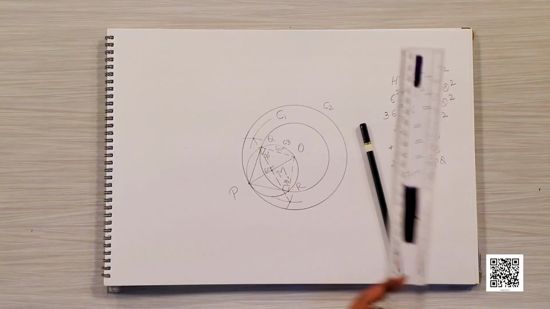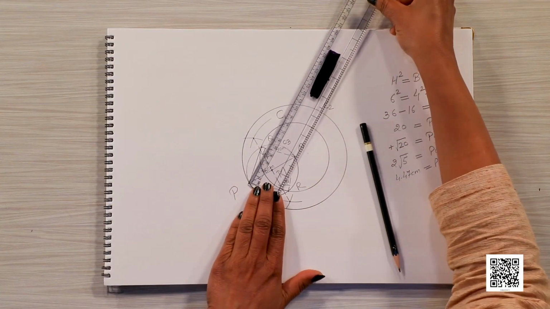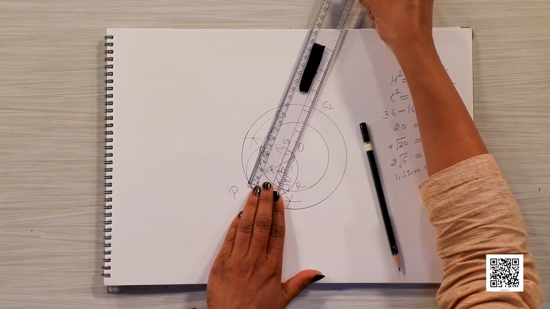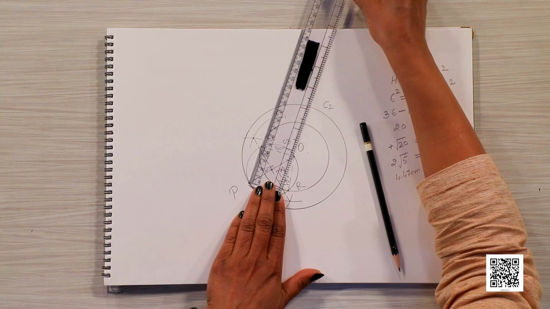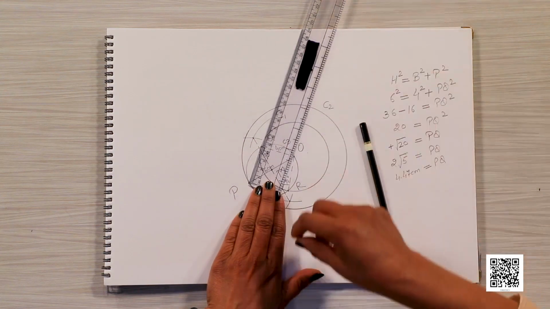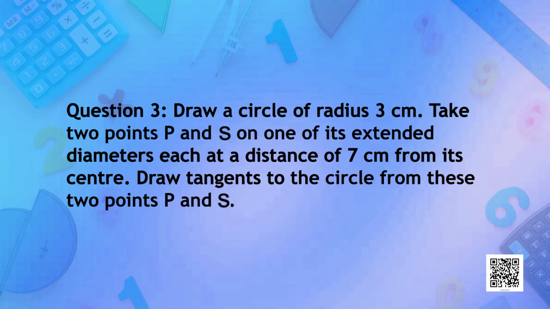So, the length turns out to be 4.47 centimeters. Let me measure the length. So, you can see students, this is 4.47 approximately. So, you can measure the length and calculate it as well. Students, let us have a look on one more question.